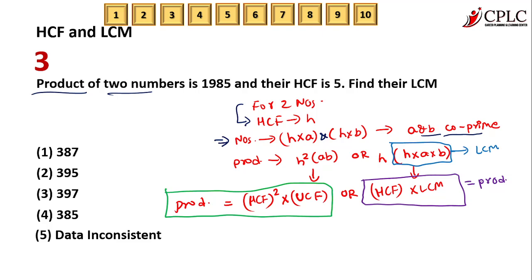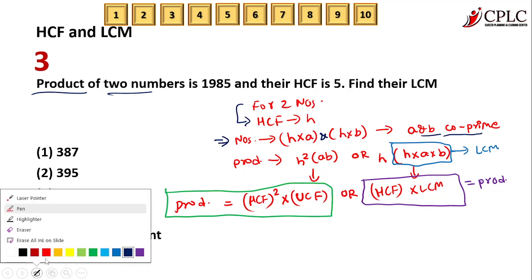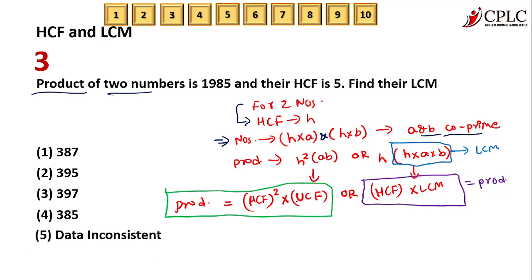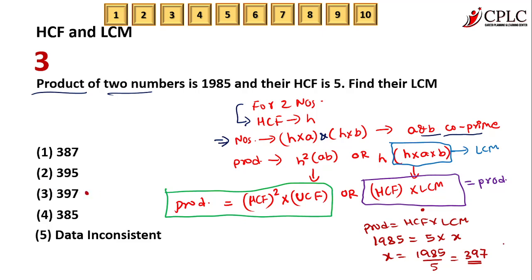Now comes again the tricky part here. If you, let's say, solve this question using the second formula, which is a straightforward formula, that product they have given, which is 1985. HCF they are given, which is 5, and they are asking LCM. All you have to do is solve this. 1985 divided by 5. You solve this question, you get the answer as 397, which is also present in the option. But unfortunately, it is slightly incorrect.